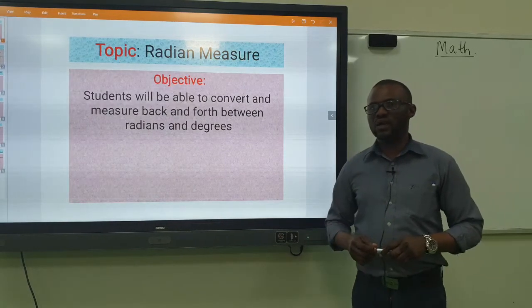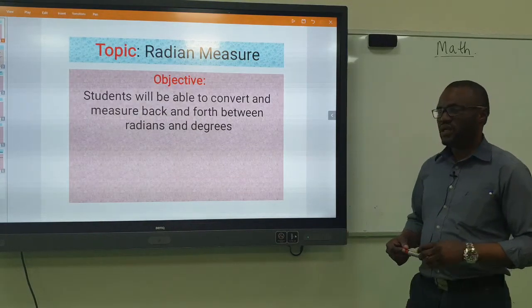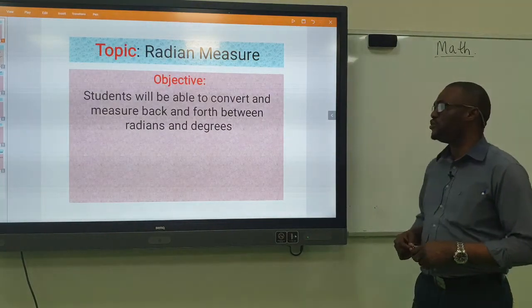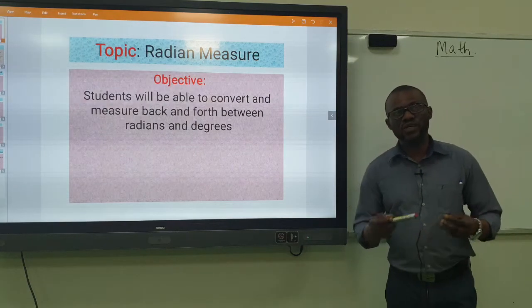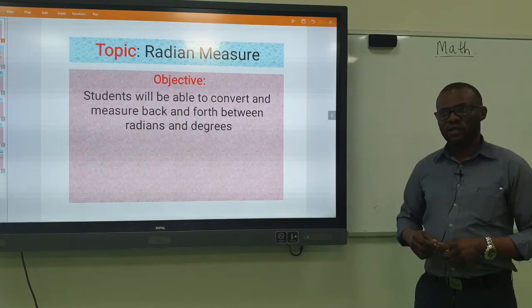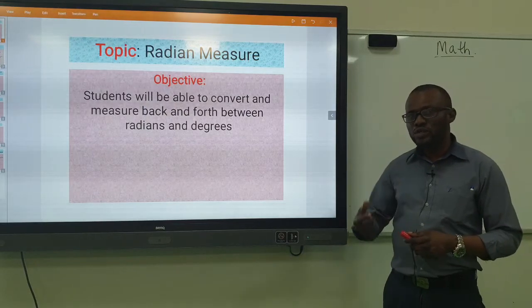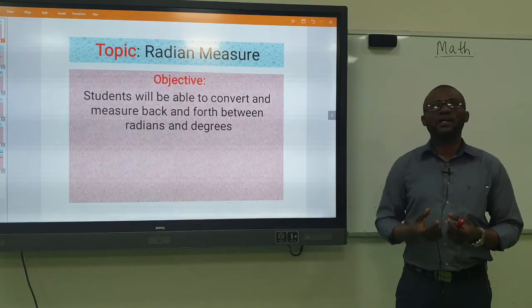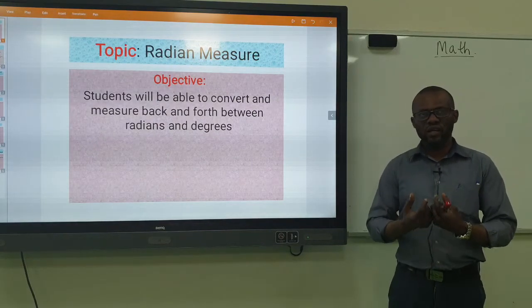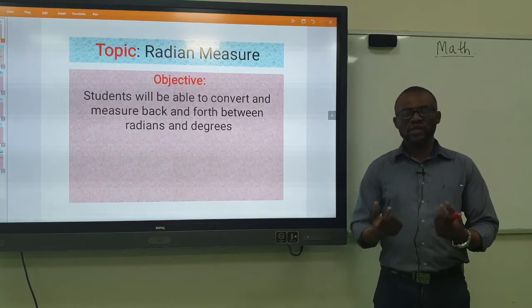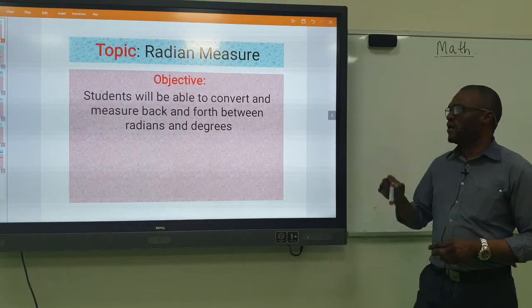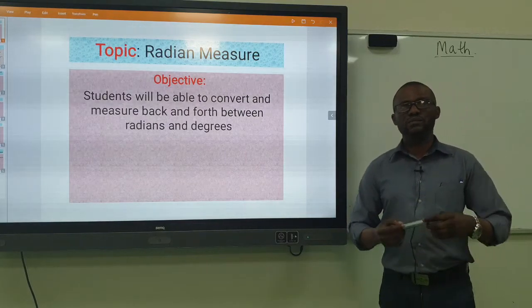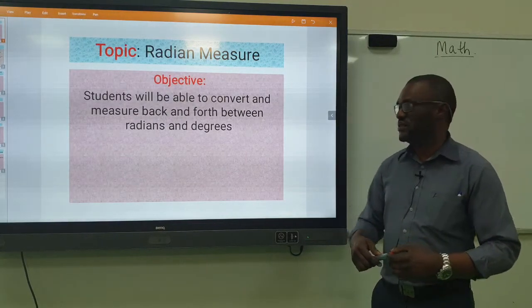So basically, our objective for today is, at the end of the lesson, you as an individual student will be able to convert angles between degrees and in radian. In subsequent lessons, you can use this angle in radian to calculate any required concept like the length of arc, area of sector, perimeter of segment, or area of segment. For today, our major concern and focus will be on how to convert angles between radian and degrees.